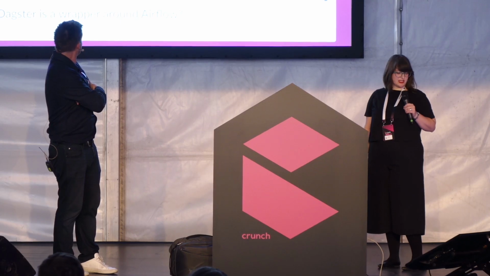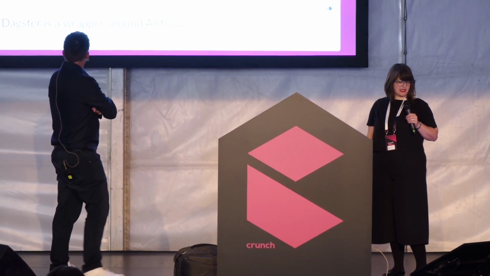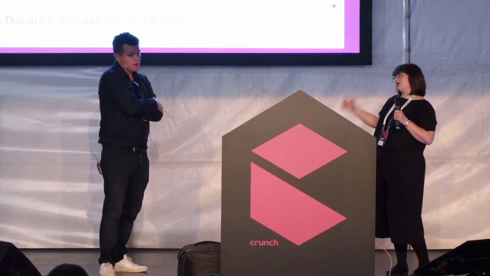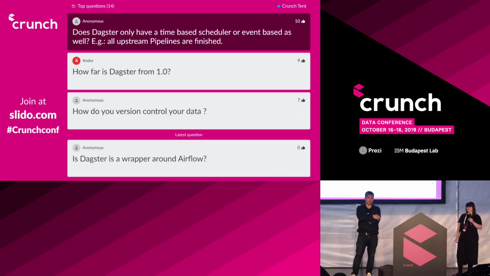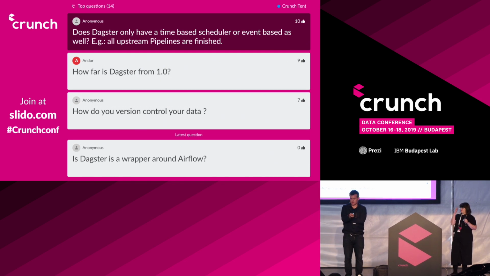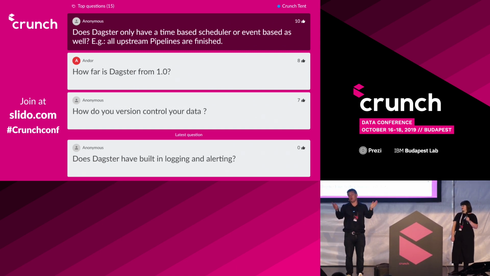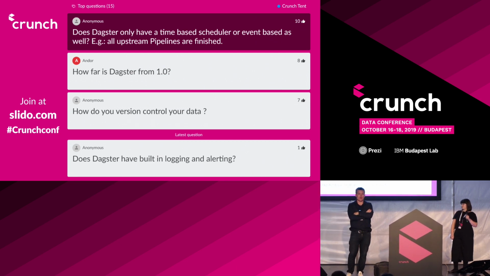Right. So does Dagster only have a time-based scheduler or event-based as well? For example, all upstream pipelines are finished. That's a fantastic question. Right now, natively, it's only a time-based scheduler. As I said, these invoke... spoiler alert. We have a GraphQL API over all this, and what you can do is if you have some event-based trigger, you can just invoke that API to enqueue a scheduled execution. So, if you want to use it to watch an S3 bucket using CloudWatch or whatever, you can kick off a pipeline job based on that.